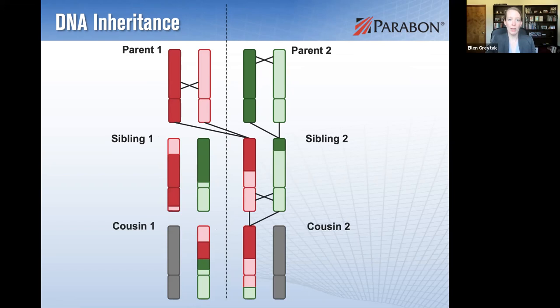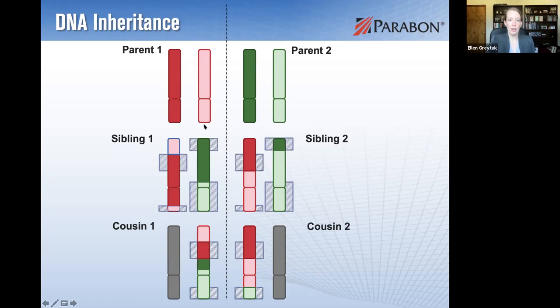And so this is called shared segments. So sibling one and sibling two, they share this dark green piece of DNA at the top of the chromosome, then a dark red piece, then a light green piece. So those are actual shared pieces of DNA that those two people inherited from their common ancestor, which in this case is their parents.